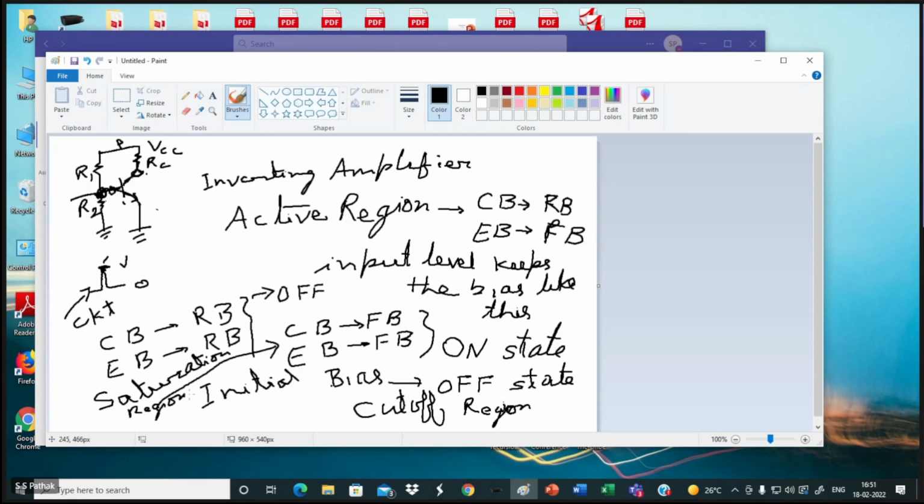What should that bias be? It should be designed according to the pulse that is coming as the input. It goes to the saturation region. So what are the voltages when it is cut off and when it is in saturation? Because this will be needed in designing the multivibrator.